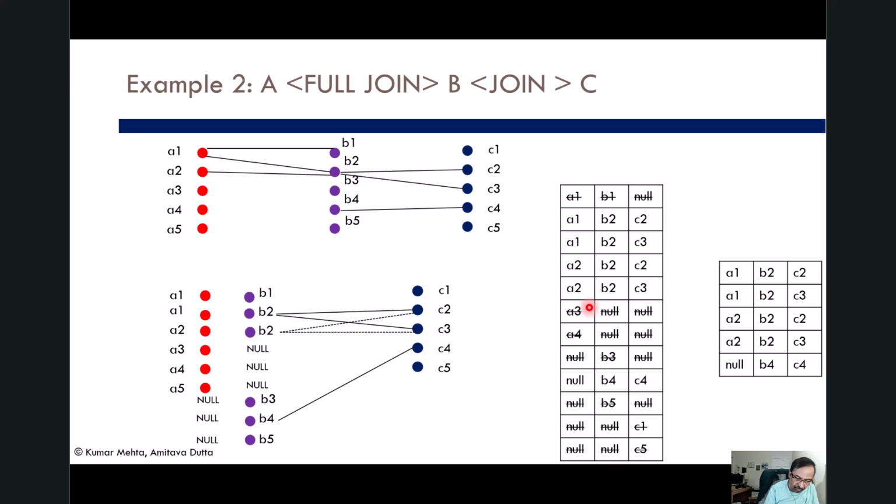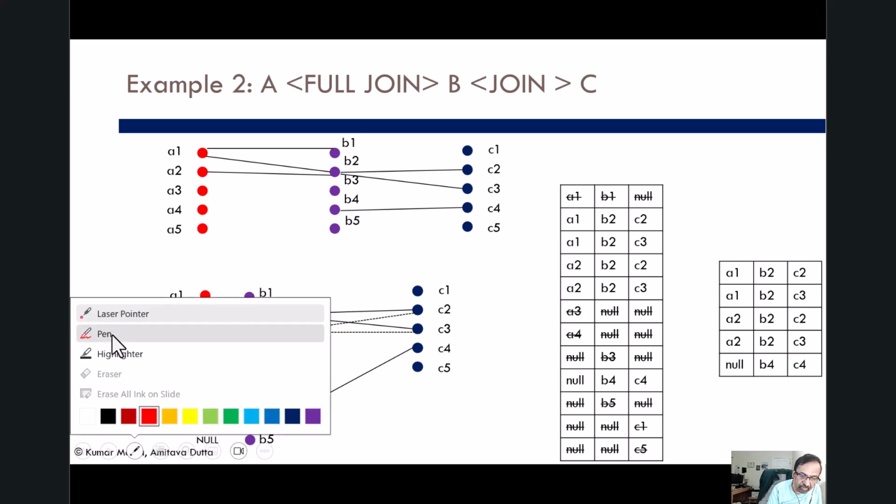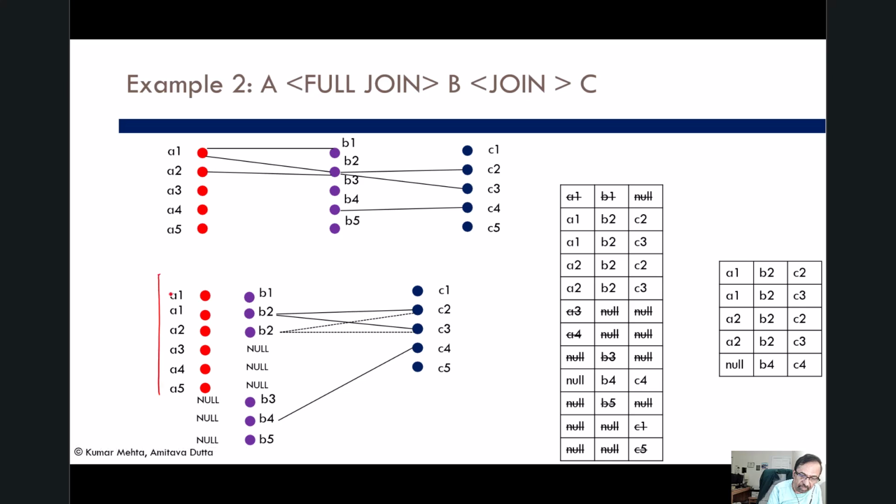Okay, maybe I'll use the pen. It might be easier to identify. So think of the intermediate result as this table. This is one table. Think of it as table D and match it with C. It might be easier to visualize things that way. So this record A1, B1 has no matching record in C, so I remove that particular row.